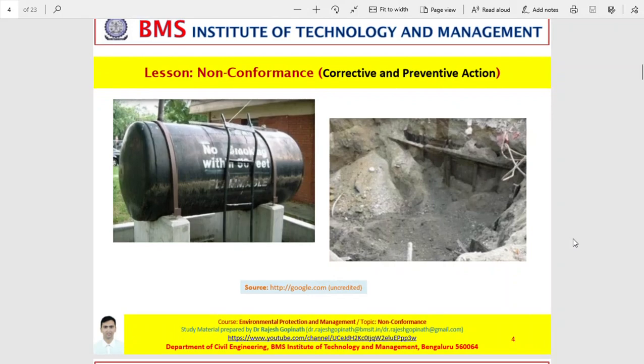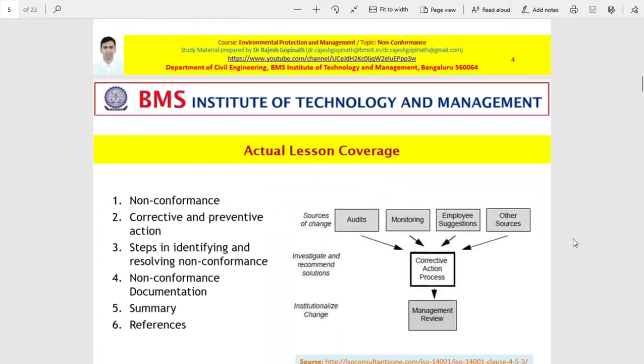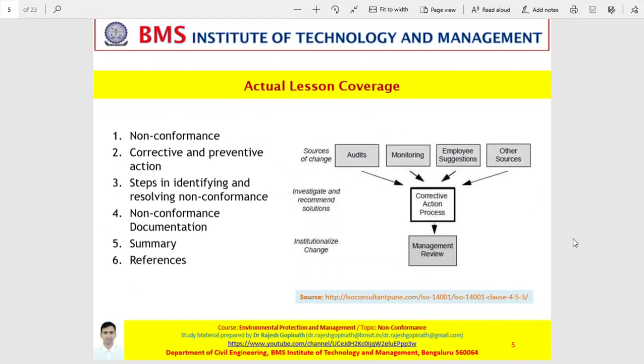If you look at slide 5, first I'll be introducing you to the concept of non-conformance. Then I shall be dealing with respect to the corrective measures and the preventive measures. Further, I shall be enlightening you with the various steps in identifying and resolving non-conformance. Moving further, you shall learn about its documentation. Then we shall be summarizing it and you shall find the various references for your kind perusal.